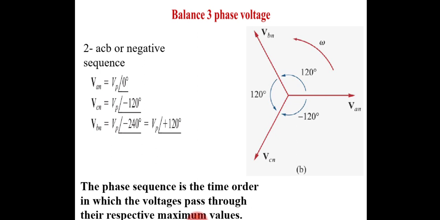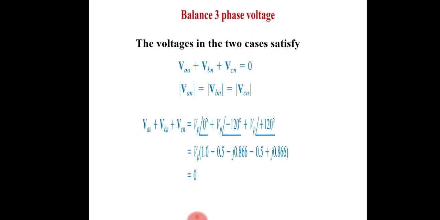Now in both cases, VAN plus VBN plus VCN is equal to 0 because of the balanced system, and the magnitude of VAN is equal to the magnitude of VBN is equal to the magnitude of VCN. So here VAN plus VBN plus VCN is equal to VP with angle 0 degrees plus VP with angle minus 120 degrees plus VP with angle 120 degrees. Here, it is the summation of all phase voltages in polar form.